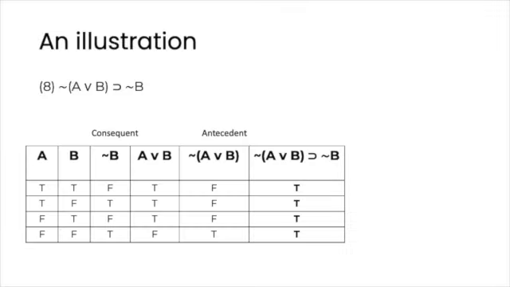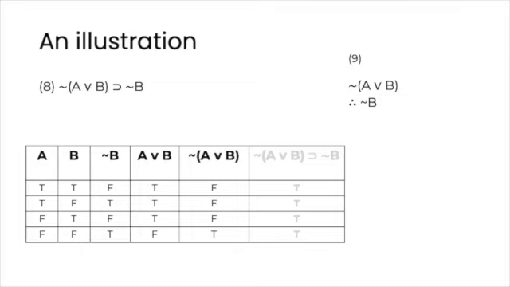Let's give an illustration. Sentence 8 here is a conditional. The truth table reveals that it is a tautology. It is always true because there is no row in which not A or B is true, while not B is false. What happens if we turn 8 into an argument?